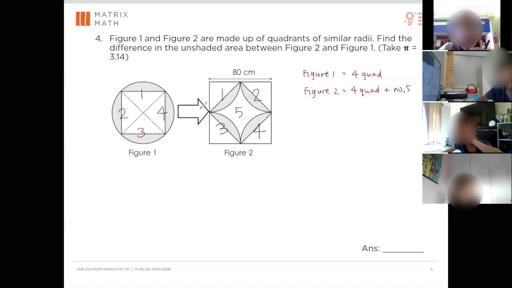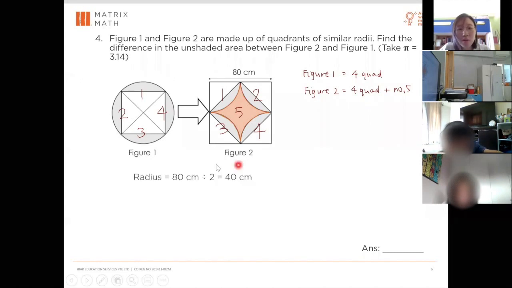Okay, and even though they say find the difference in the unshaded area, it's the same thing, because in this case, the shaded part and the unshaded part in the quadrants don't change. So the difference between these two figures is still this unshaded part 5. Follow what I say?